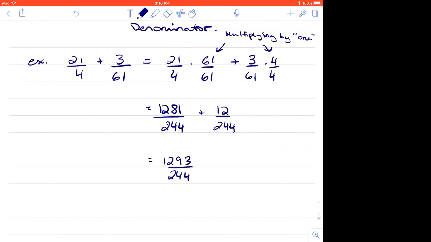So 1293 divided by 244 makes 5.299180328. I actually would prefer to see the fraction over the decimal, just because this is less precise than the fraction.